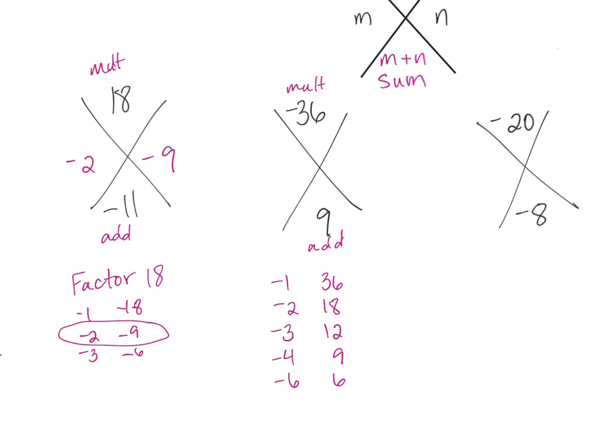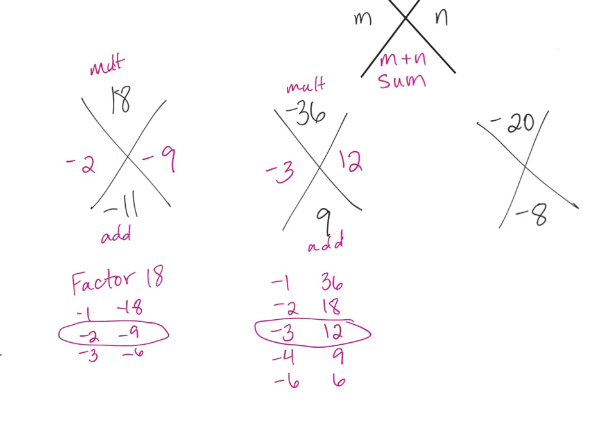And then I can just look and add these up. Negative 1 plus 36 is 35. Negative 2 plus 18 is 16. Negative 3 plus 12 is positive 9. So that pair right there is the pair that I want to use. Negative 3 and 12.